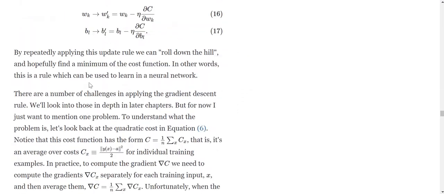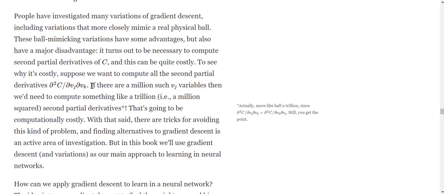Okay. So now let's have a look at this. People have investigated many variations of gradient descent, including variations that more closely mimic a real physical ball. These ball mimicking variations have some advantages but also have a major disadvantage. It turns out to be necessary to compute second partial derivatives of C, and this can be quite costly. To see why it's costly, suppose we want to compute all the second partial derivatives. If there are a million such variables, then we would compute something like a trillion second partial derivatives. That's going to be computationally costly.